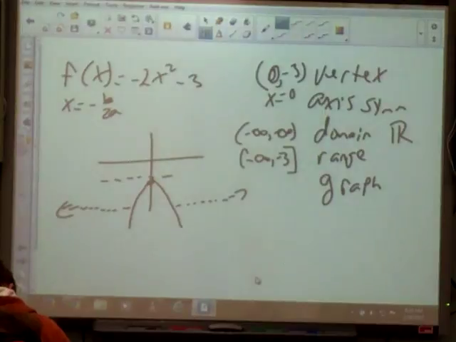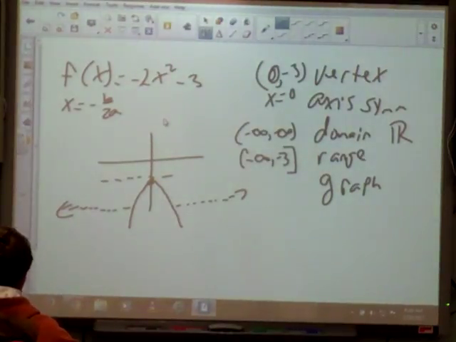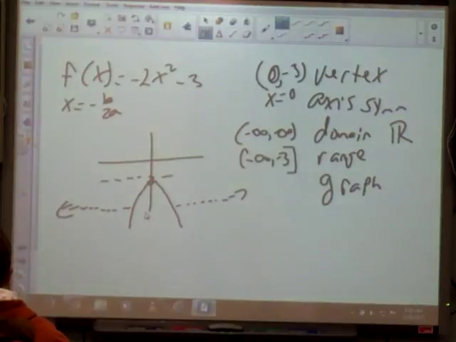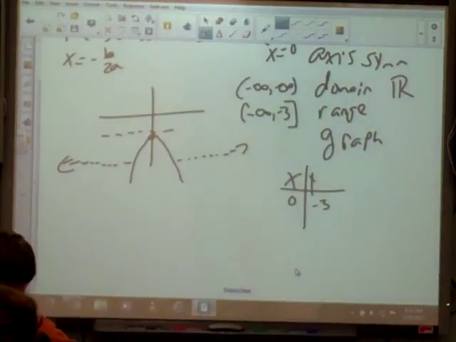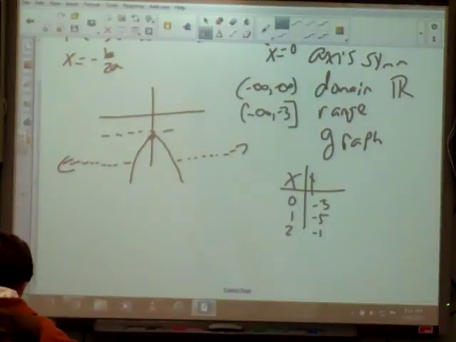Either pick some random numbers like the guy said and get me a couple points, or go to y equals on your calculator and plug that in and go to your table and get me a couple of points. Let's get our graph to be a little bit more precise. You remember how to graph that? Hit y equals, type it in. I know I've got 0, negative 3 already. 1, negative 5. Okay. 2, negative 11.